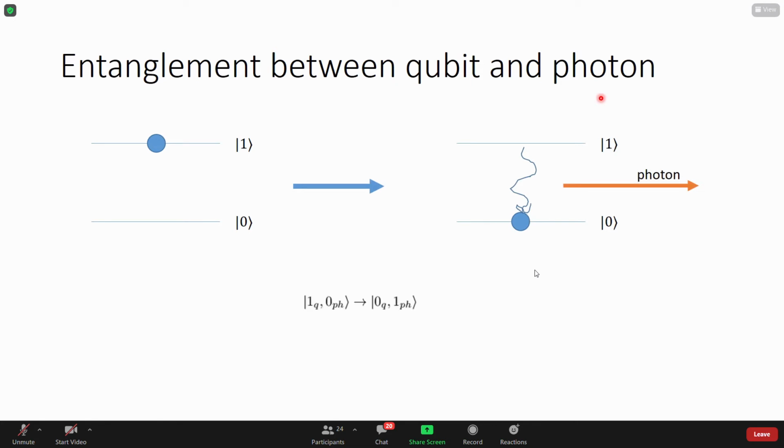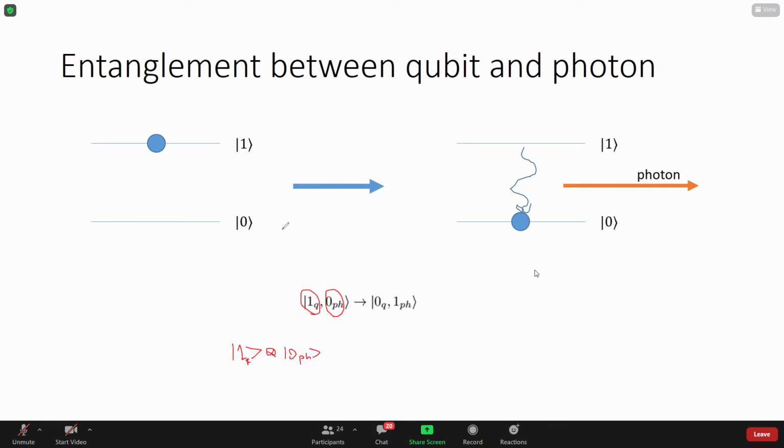The way we would write that with our bracket notation is, in the beginning, we will have the qubit in the 1 state, which is this part here. And we will have the photon in the 0 state, meaning we don't have a photon, right? And you should really think of it the same way as you would normally think of a 2-qubit state. So to write it more explicitly, we would have the 1 state for the qubit tensor producted with the 0 state for the photon.